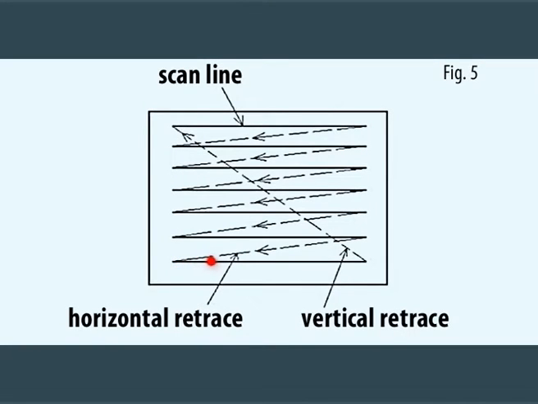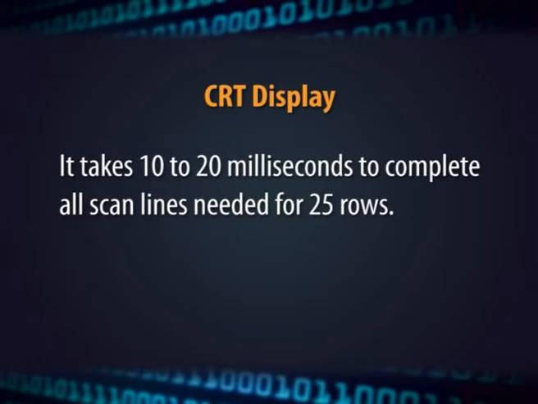After all the horizontal scan lines are completed, the beam reaches the bottom of the screen and one page is completed. Then it returns back to top left hand position on the screen in vertical retrace. During vertical retrace, the video is kept off. It takes 10 to 20 milliseconds to complete all scan lines needed for 25 rows. Thus, the whole screen or complete image is refreshed 50 to 100 times per second, but it appears to human eye as stationary due to persistence of vision.